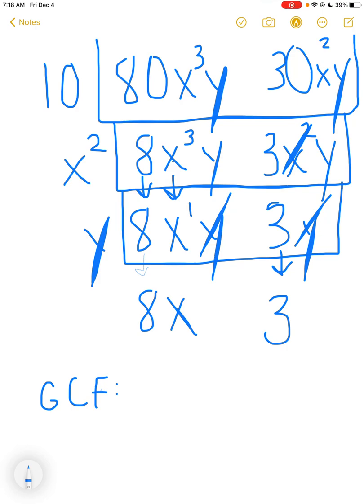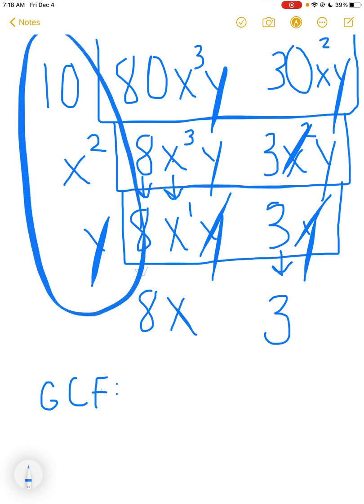My GCF is always found on the side of my cake right here. I multiply those numbers together to get my GCF. 10 times x to the second times y. 10 does not have any other numbers to get multiplied by. All it has is variables. So when all it has is variables, we just set them all right next to each other, because that means that they're being multiplied together. So I have 10 times x to the second times y. That is the greatest factor I can take out of both of those numbers I started with.